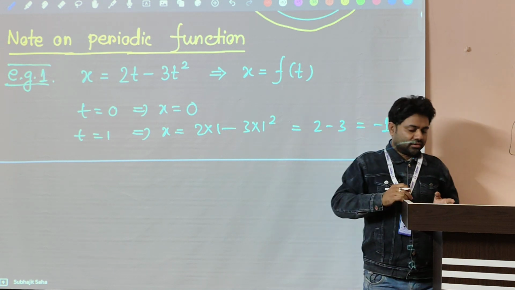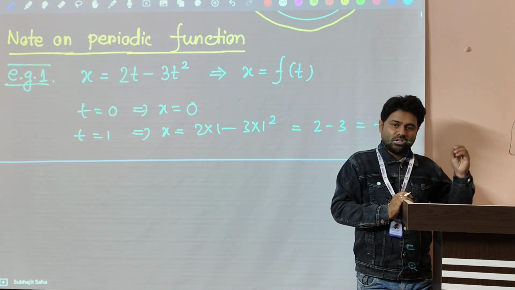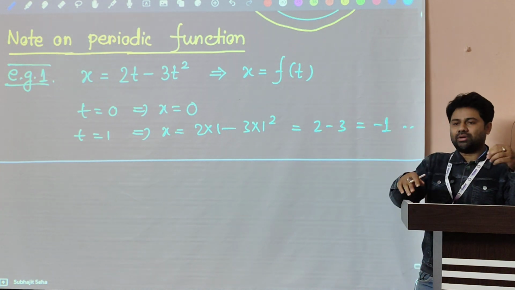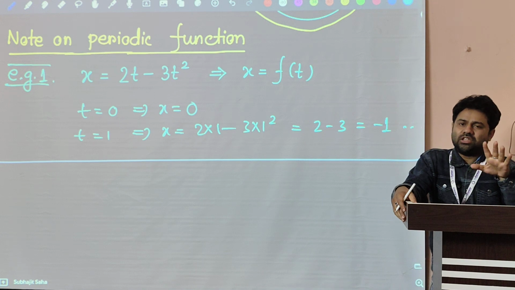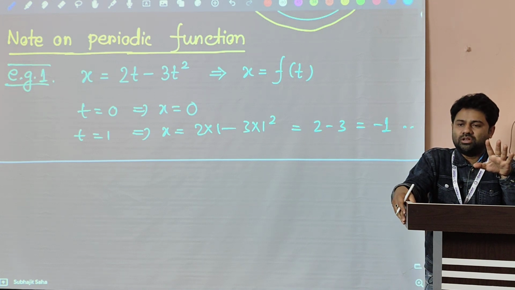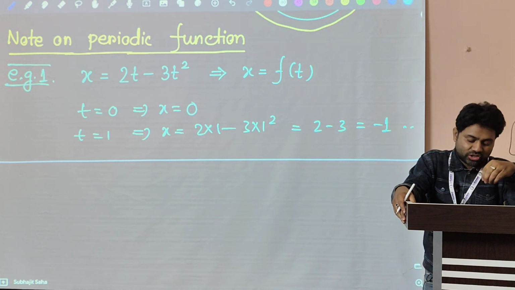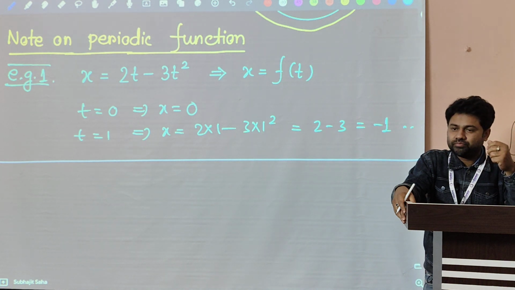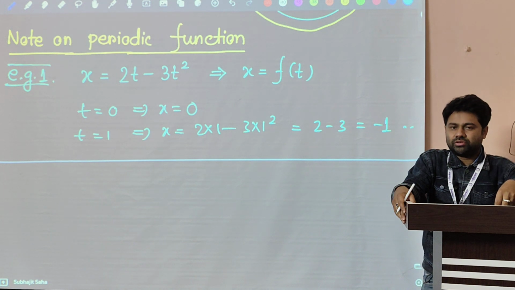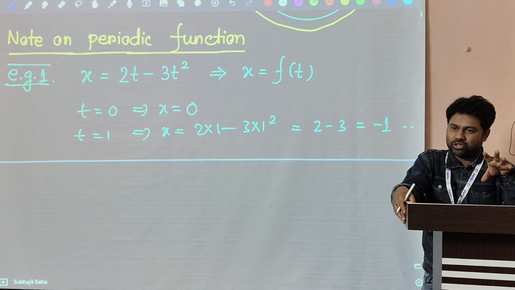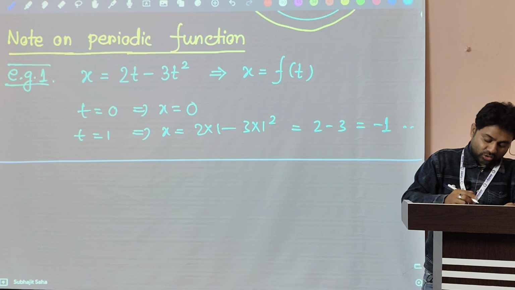But see, in this case, no matter how many values of t you put, you will not get the value of x back, meaning this is not a periodic function. You will not get many values of t for which the value of x will be repeated. For each t, x will take different values. So this is not a periodic function. But consider this example.